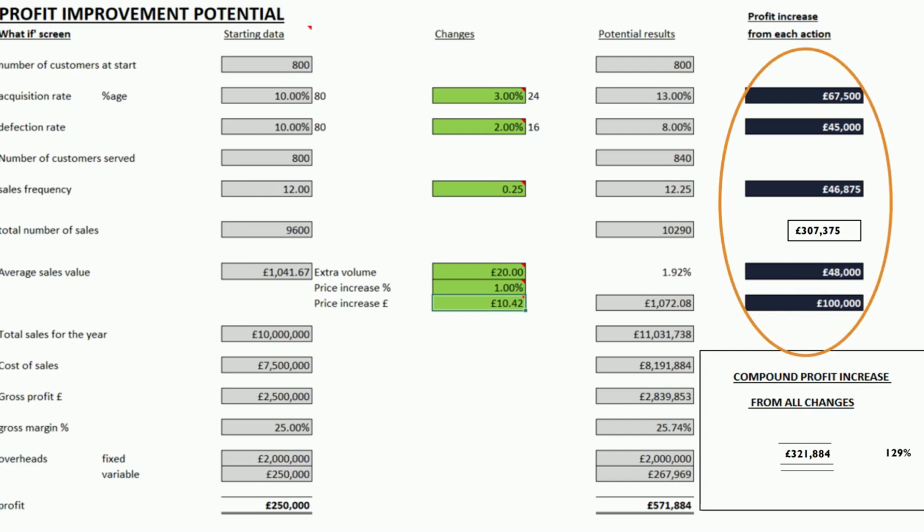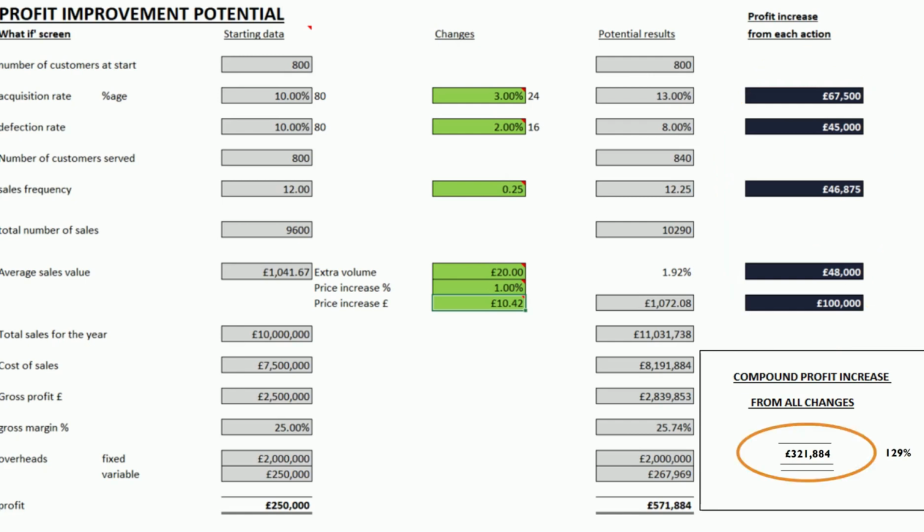So what you can see is individually, each of those 5 small changes improves profits by just over £307,000. But you do get this compounding impact of more customers, more often, spending more money, etc. So the cumulative impact is just over £321,000, more than doubling the bottom line profit from about a 10% improvement in the top line turnover figure. So that's what we would do if we were running a typical profit improvement project.